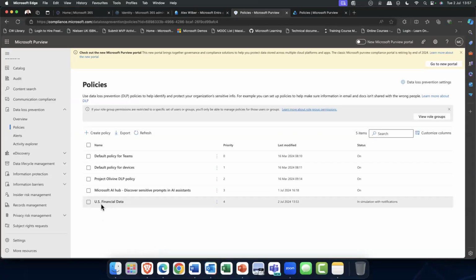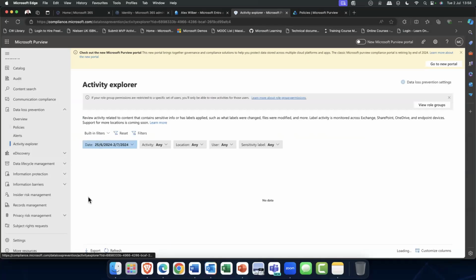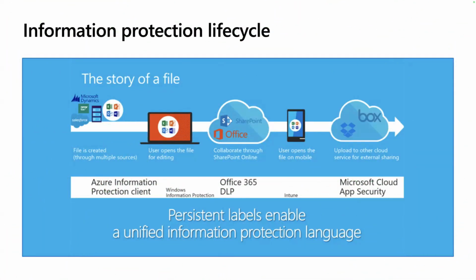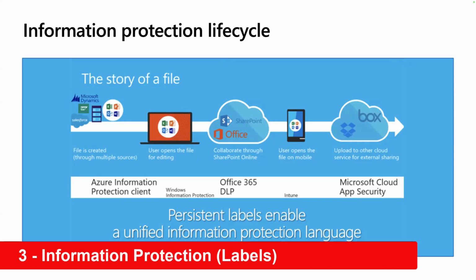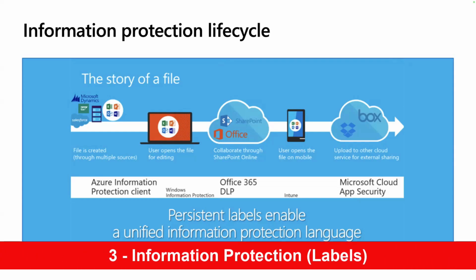Okay, so now you can see I've got my policy in place. So US financial data. So once I start assigning labels and so on, you'll start to see some activity here as well. So information protection then is labeling and classification.